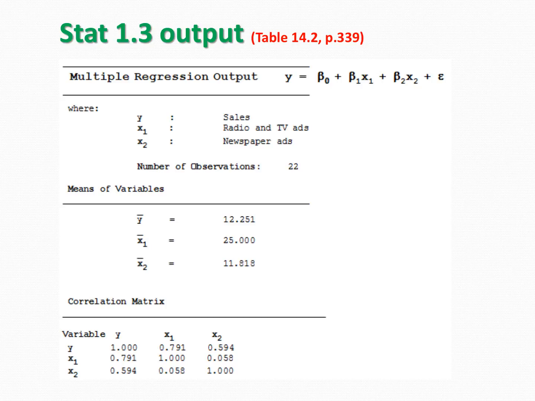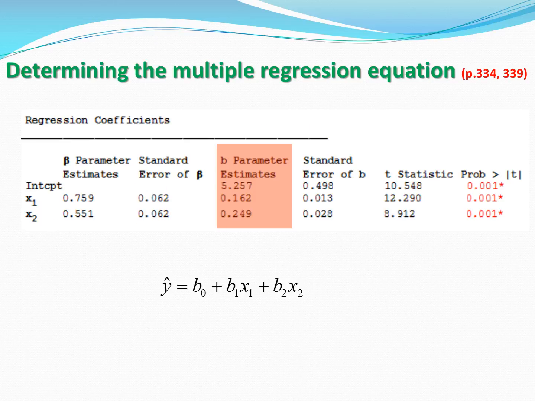So here you can see that confirms our graphical representation, because there will be a stronger linear relationship between Y and X1. First of all, you need to be able to determine the multiple regression equation. So you will look under the section on your output that says regression coefficients. And then we look at this column, B parameter estimates, to obtain the estimated values of the regression coefficient. So the value that is next to the intercept will be your B0.